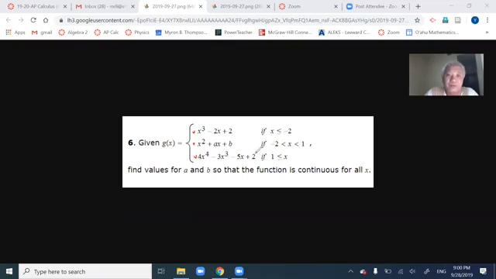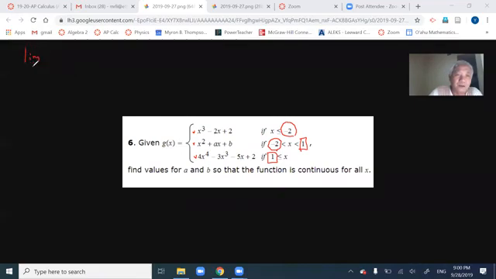The only places that possibly make this not continuous are at the joints here, at -2, because from this piece to this piece, they may not continue. And also maybe at 1 here. So our job right now is to use the continuity definition to determine a and b based on these two joint points, okay? So let's do this now here.